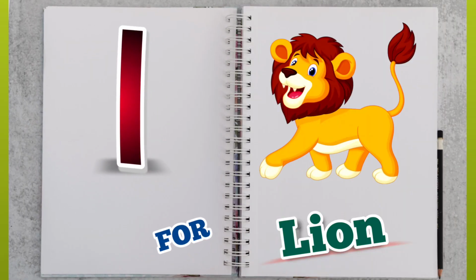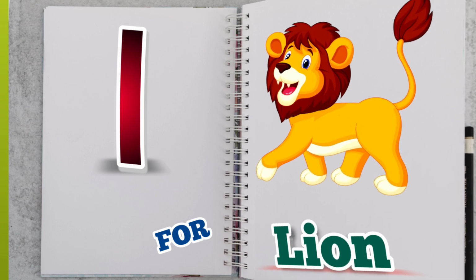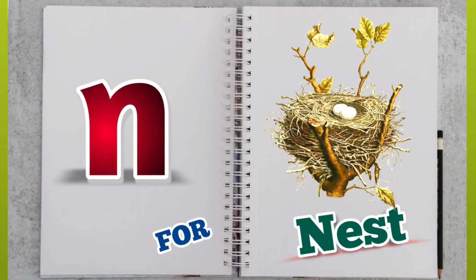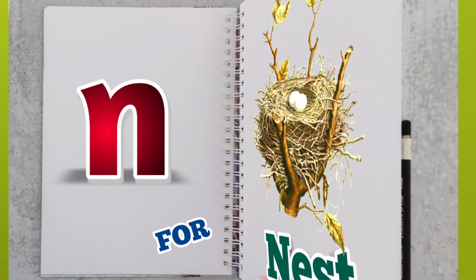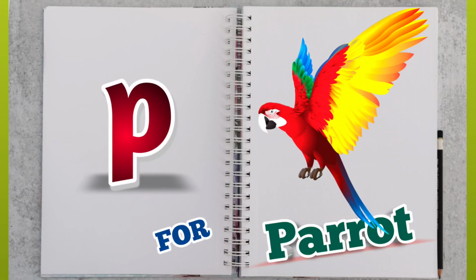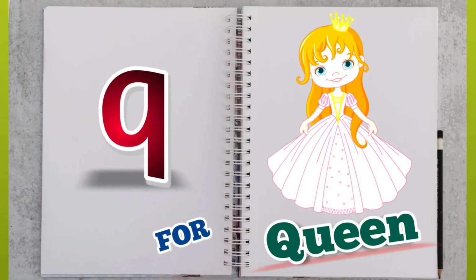L for lion, lion means sher. M for mango, mango means aam. N for nest, nest means घोंसला. O for orange, orange means संतरा. P for parrot, parrot means तोता. Q for queen, queen means रानी.